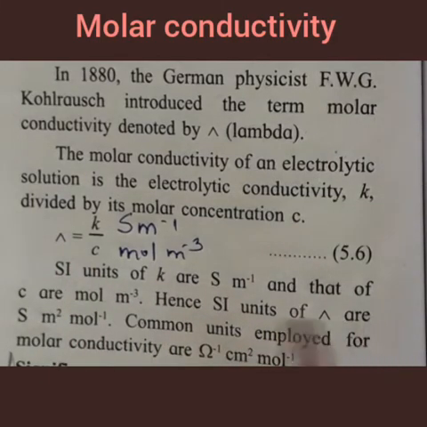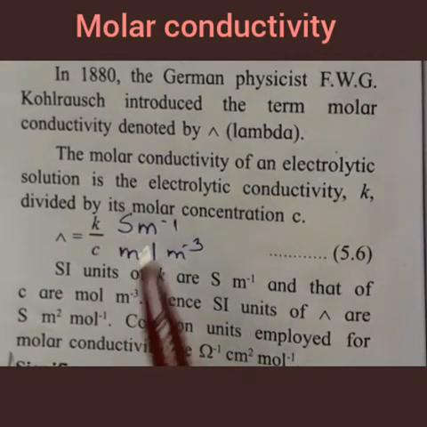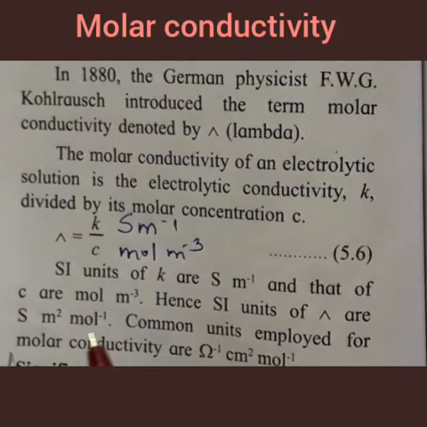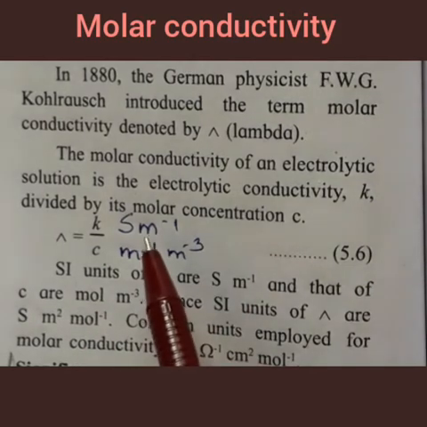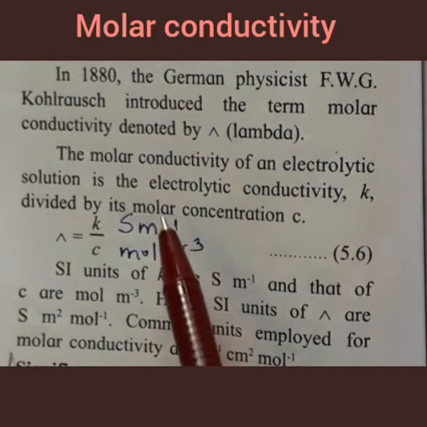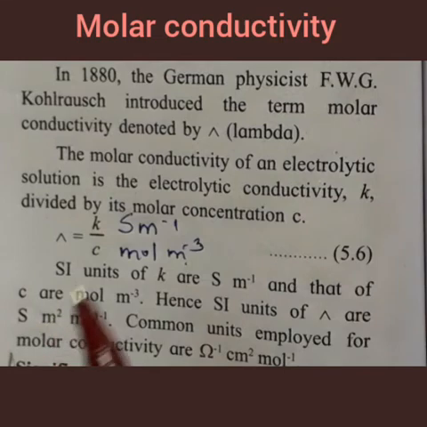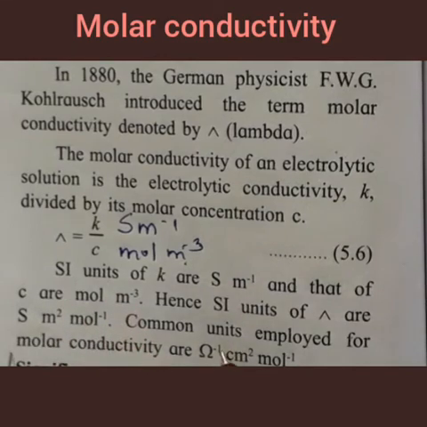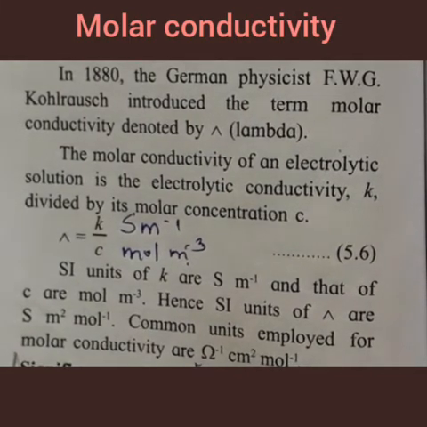SI unit of molar conductivity is Siemens meter square per mole, or mole inverse. See this, meter raised to power -1 and here meter raised to power -3. When we solve this, we get meter square. And this mole, if it goes in the numerator, becomes mole inverse. That's why the unit of molar conductivity is Siemens meter square per mole. The common unit employed for molar conductivity is per ohm centimeter square per mole. So here we have studied what is meant by molar conductivity.